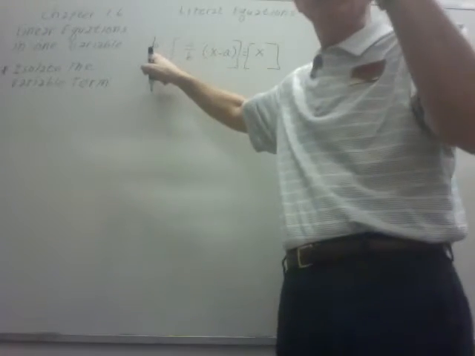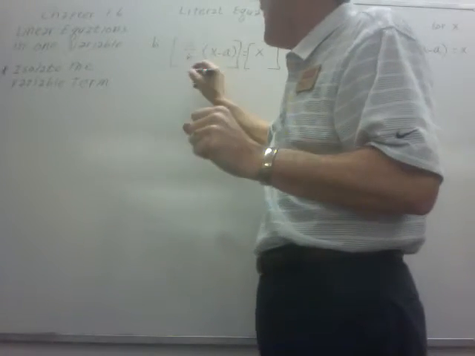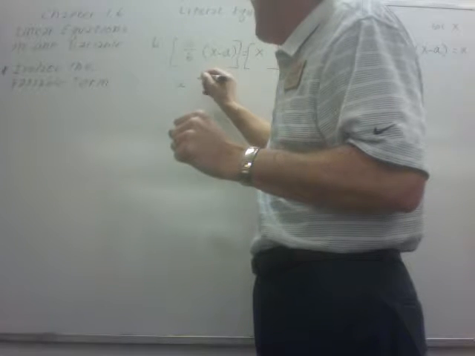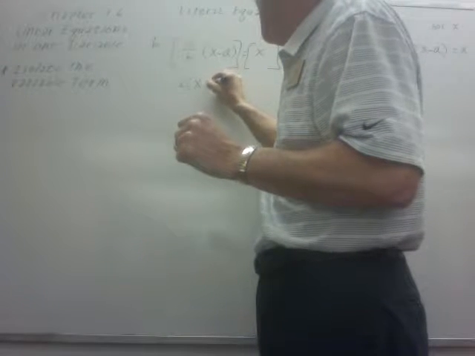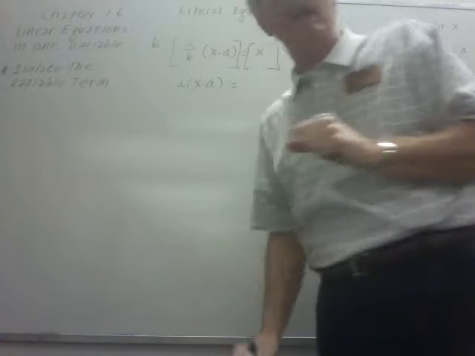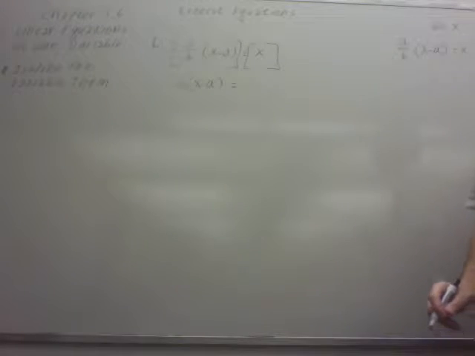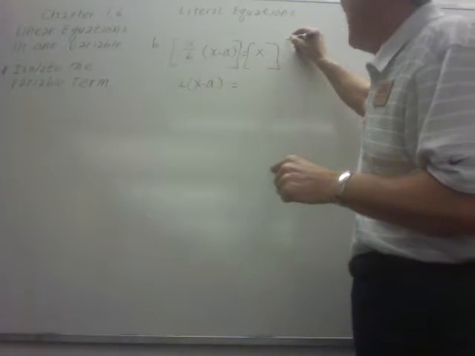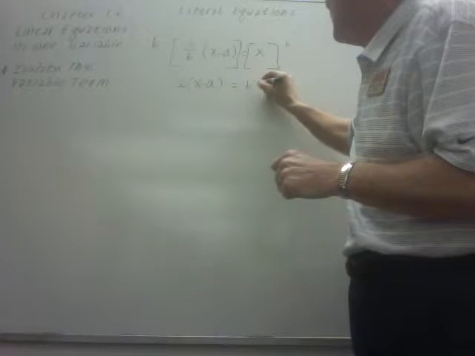Well, if I divide b into b, I get 1. 1 times a is a, and that's multiplied by the quantity x minus a. Over here, I've got x times b, which is bx or xb. It doesn't matter. Multiplication is commutative. It doesn't matter the order in which you multiply numbers. Is everybody okay so far? Okay, we cleared the fraction using the LCD, and that's the key to this problem.